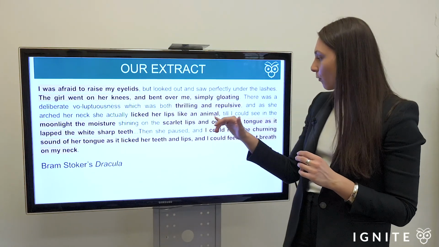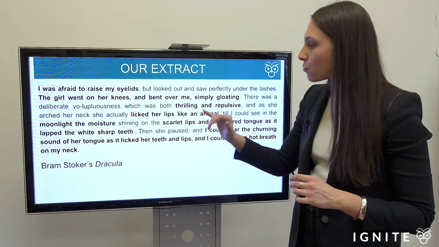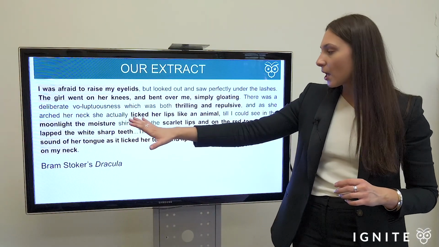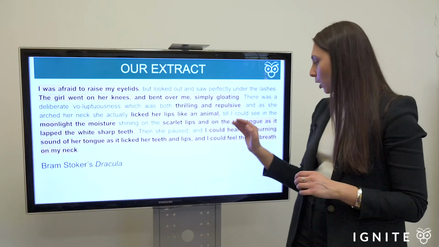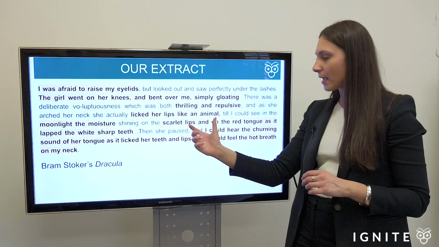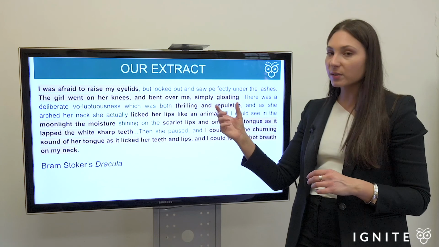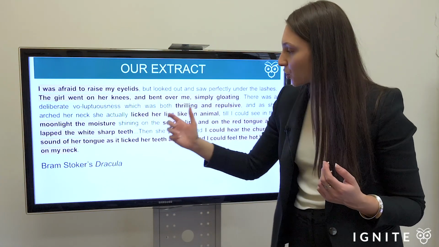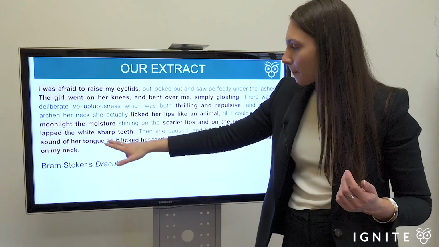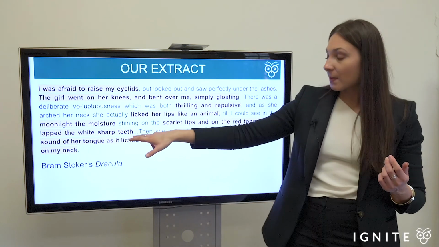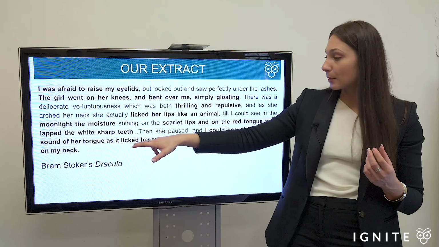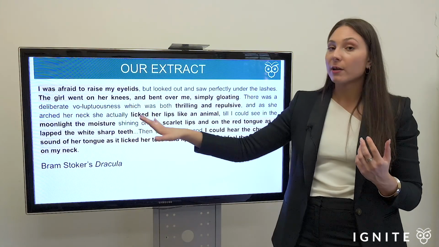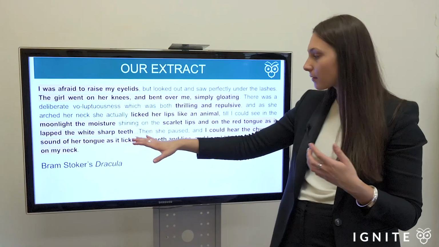Okay, so we've got the zoomorphic reference. "Till I could see in the moonlight the moisture," again, the repetition of sounds, alliteration, "shining on the scarlet lips and on the red tongue." The references to red, the visual imagery is also quite sexual. "And on the red tongue as it lapped the sharp white teeth." White, sharp teeth, that's quite a phallic image. It's got a penetrative quality to it, again reinforcing the sexual nature of the extract.